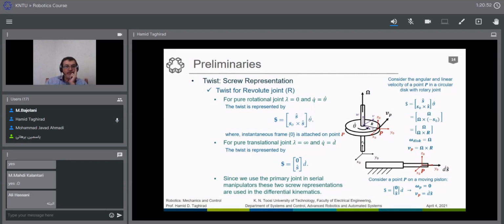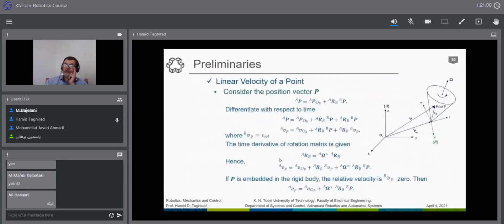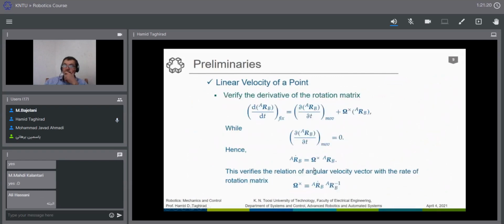Yes. I have two questions, please. In slide 10, the derivative of RBA with respect to the moving frame is zero. Is zero? Yes. But this is not the moving frame. You said that because the one who is sitting in the moving frame will see that he is fixed. This is slide 9. Yeah.